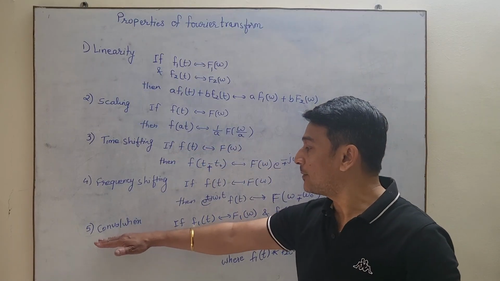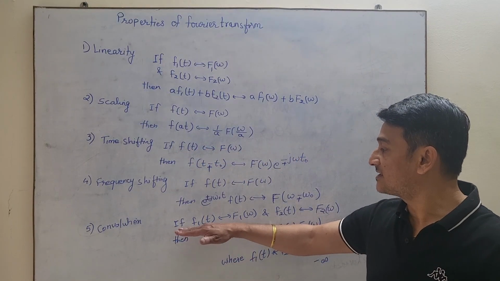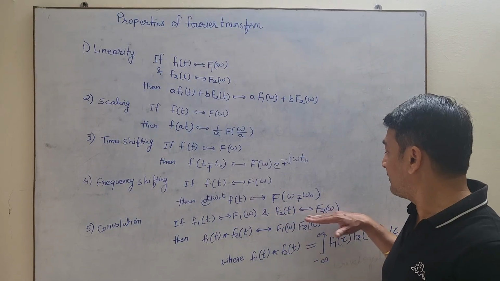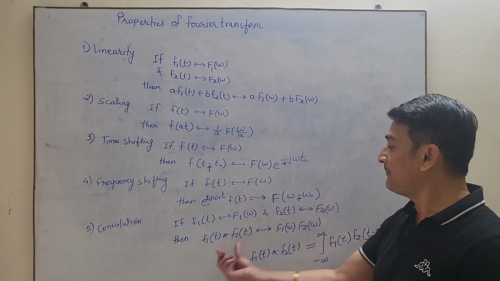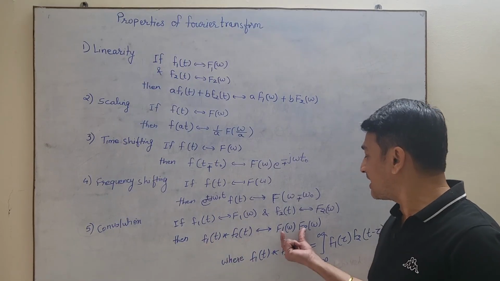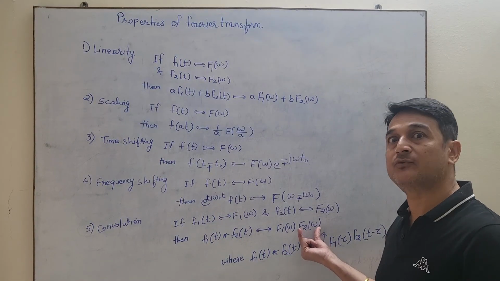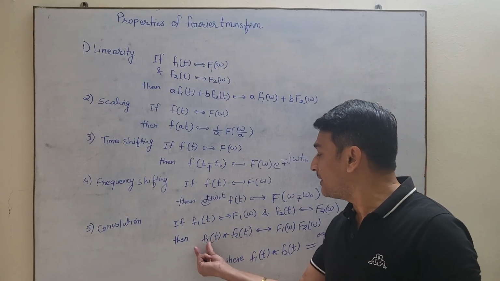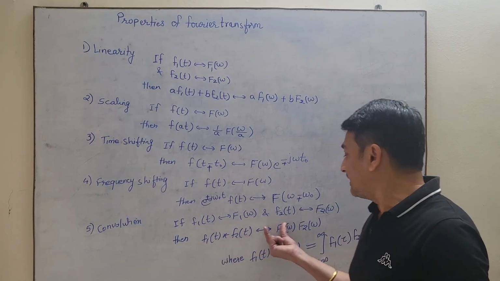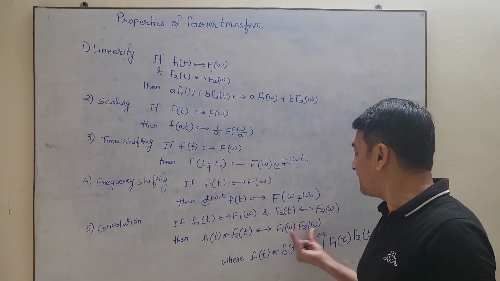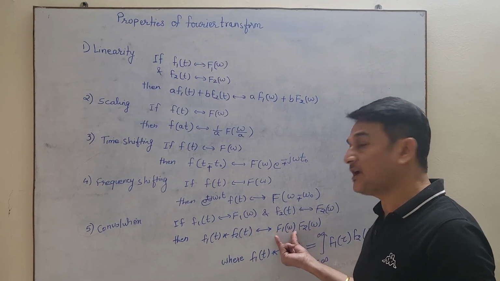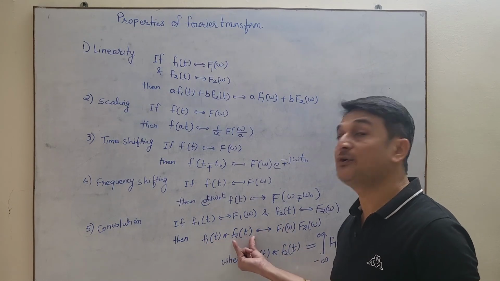And finally, one more property is the convolution property, which says that if f1(t) has a Fourier transform F1(omega) and f2(t) has a Fourier transform F2(omega), then f1(t) convolution f2(t) has Fourier transform F1(omega) into F2(omega). That means in the time domain both the functions are convolved, and in the frequency domain they are simply multiplied. Here a simple multiplication is there, and here convolution is there.